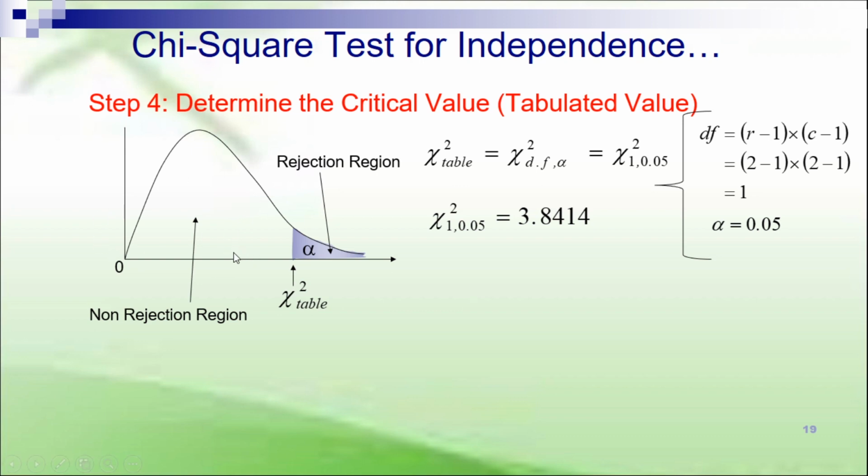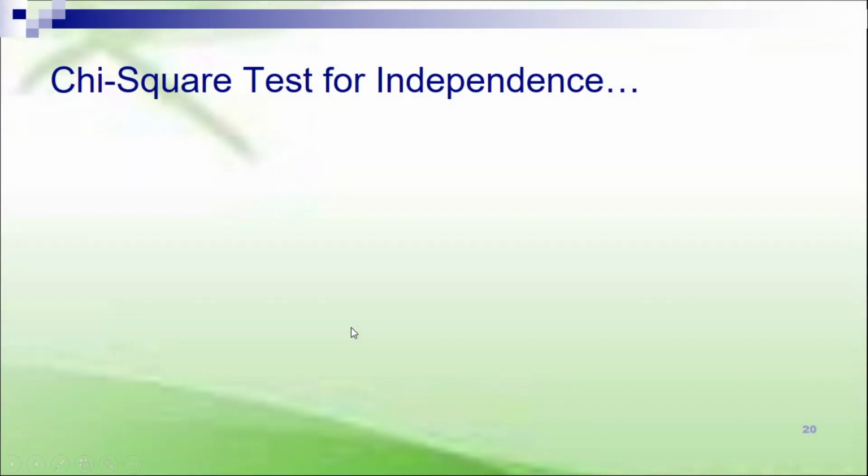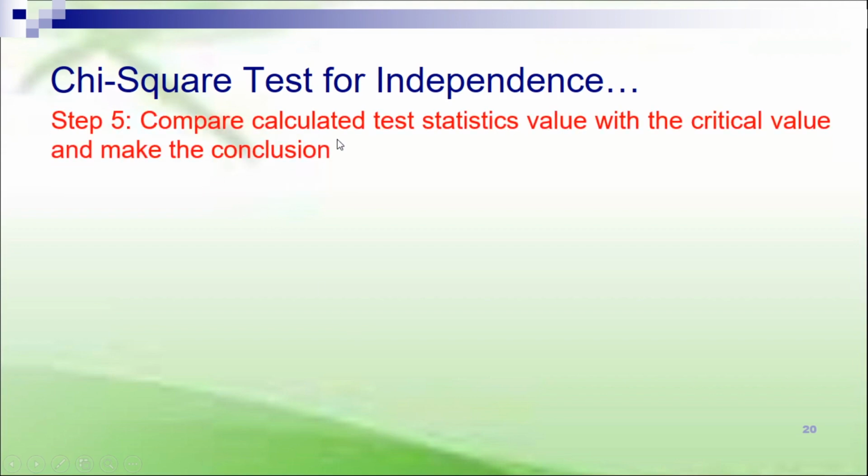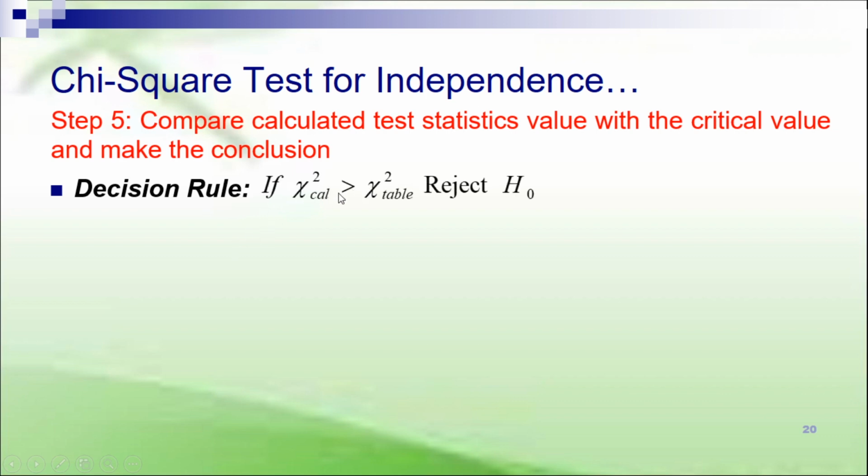To make a decision, we need to compare the calculated chi-square value and the table value. This critical point, this critical value, equals 3.841. The decision criterion: if our calculated value belongs to this shaded area, the rejection region, we reject H0. If the chi-square calculated value is less than 3.841, we do not reject H0. Step number 5: compare the calculated test statistic with the critical value and make the conclusion. See the decision rule: if the chi-square calculated value is greater than the chi-square table value, that means it belongs to the shaded rejection region, then we reject H0.